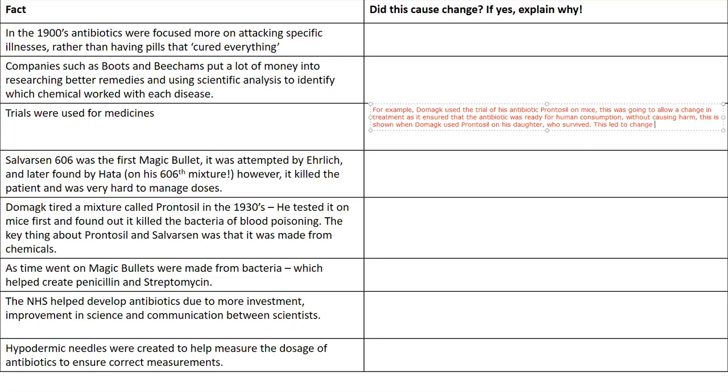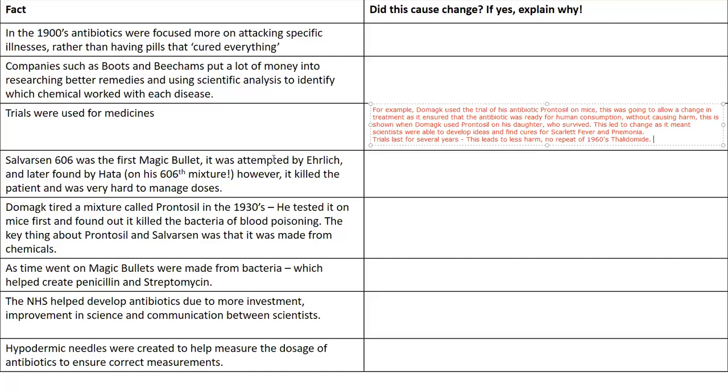This led to change as it meant scientists were able to develop ideas and find cures for scarlet fever and pneumonia. So trials being used, Domagk's a good example. You can also talk about how trials last for several years now, and how this leads to less harm. So there's no repeat of the 1960s with thalidomide. So there's a key explanation there.